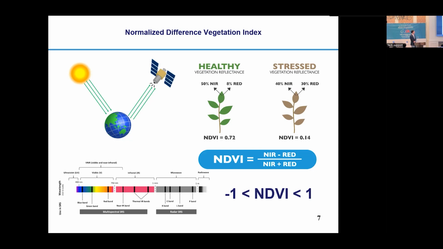Вы можете видеть, что здоровая растительность отражает инфракрасный свет. Не очень удачно получилась складка экрана: 50% инфракрасного и 8% красного. А растительность, которая находится в угнетенном состоянии, отражает уже 40% инфракрасного и 30% красного. И если посчитать по формуле отношения, то здоровая растительность имеет индекс NDVI 0,72, а жухлая, не очень хорошего качества, примерно 0,14. Но здесь приведен просто пример.